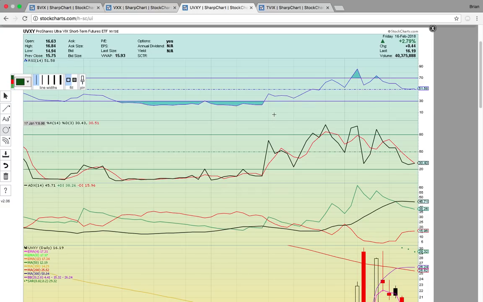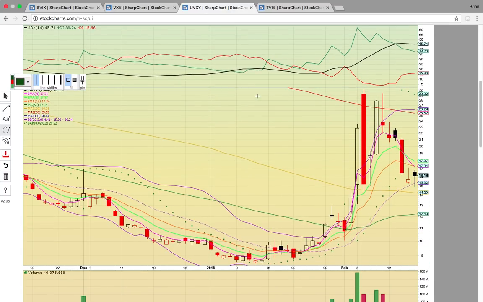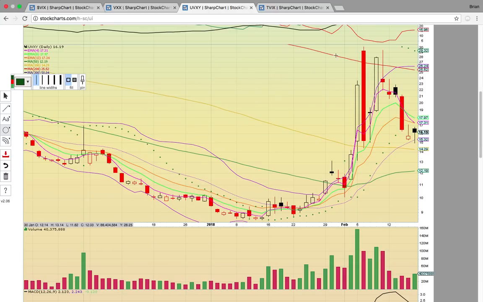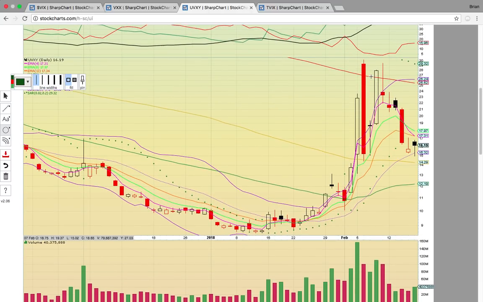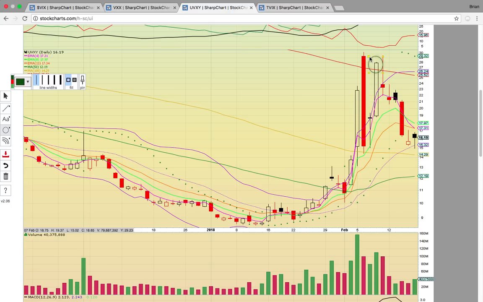Okay, let's look at UVXY. This is the Ultra VIX short-term futures ETF, and this is a way to play the options as well. If you look here, it has a very similar pattern to VXX. For this chart though, it closed above the 200-day simple moving average, and that's currently at 25.52. That's the big level to get back up to. Now it pulled all the way back down, and notice it's holding the middle Bollinger Band as well. That's the dotted purple line here at 15.32. If that level holds, the uptrend's still intact.